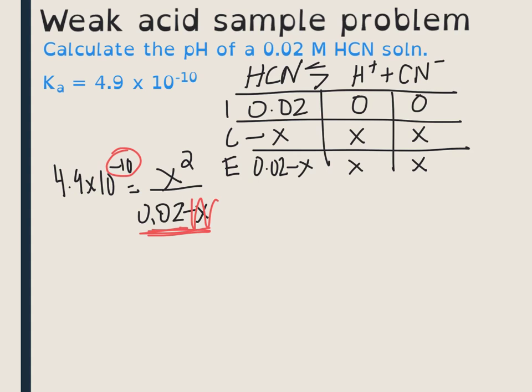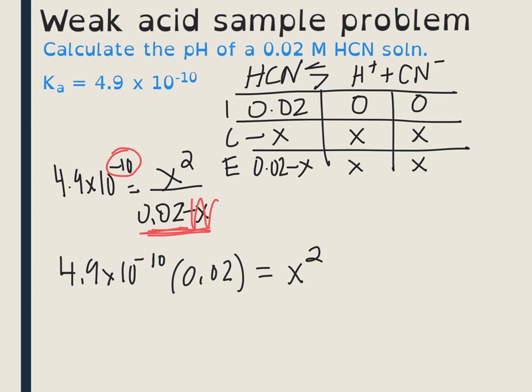All right, so as we continue, now we're just going to do our algebra, and we're going to take our 4.9 times 10 to the negative 10 times our 0.02, and that will equal x squared. And so we'll go ahead and do that math, and we're going to have 0.98 times 10 to the negative 10th equals x squared, and then I'm going to square root that, and I will get 9.9.